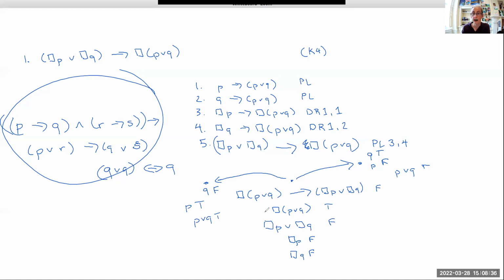So now it is in fact true that P or Q is necessary because every world that this world, let's call it W, can see is a world that makes P or Q true. But neither one of the disjuncts is itself necessary, because in one case, it is Q that makes the disjunction true, and in the other case, it is P. So there you have it, the proof of K4.